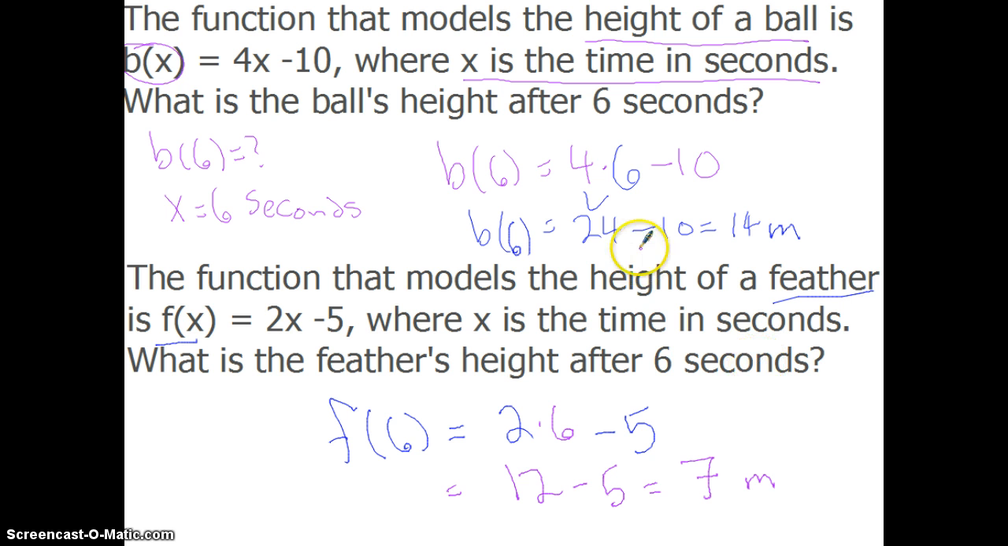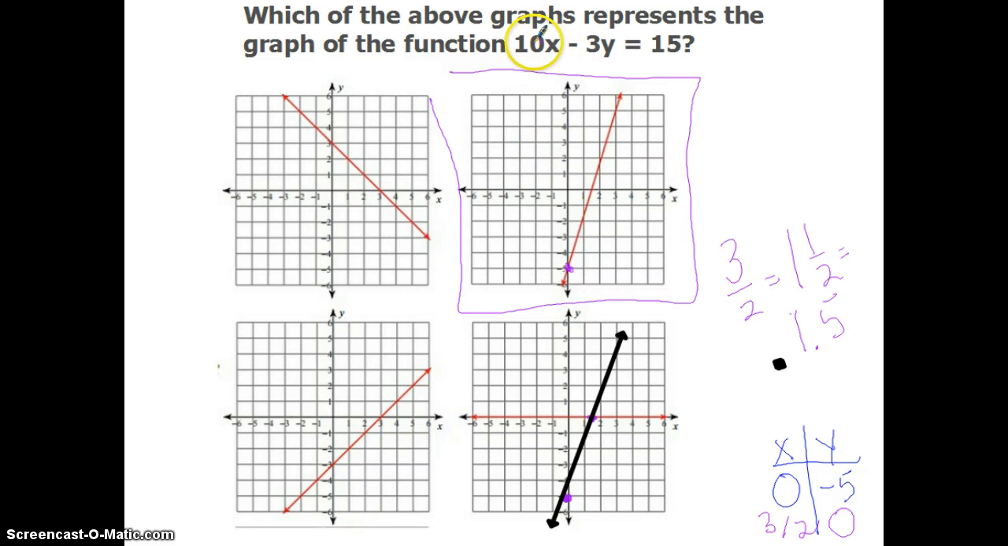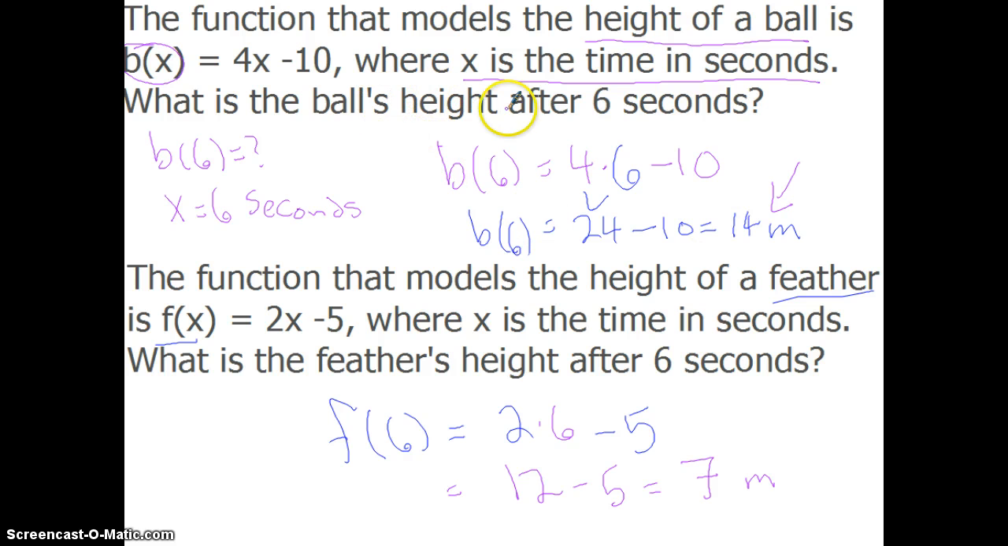Now the next question on the quiz is asking you which one is higher after 6 seconds, and the answer is the ball. The ball is 14 meters and the feather is 7 meters, so after 6 seconds the ball is higher. Okay, so we're continuing in our theme of evaluating. First, I evaluated for x equals 0 to find the intercept. And then I evaluated the function b of x equals 4 times x minus 10 for 6 seconds. That is, I replaced x with 6.